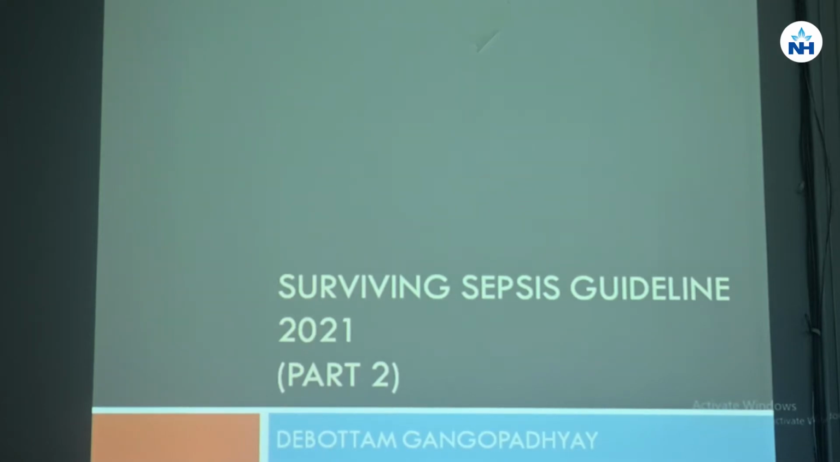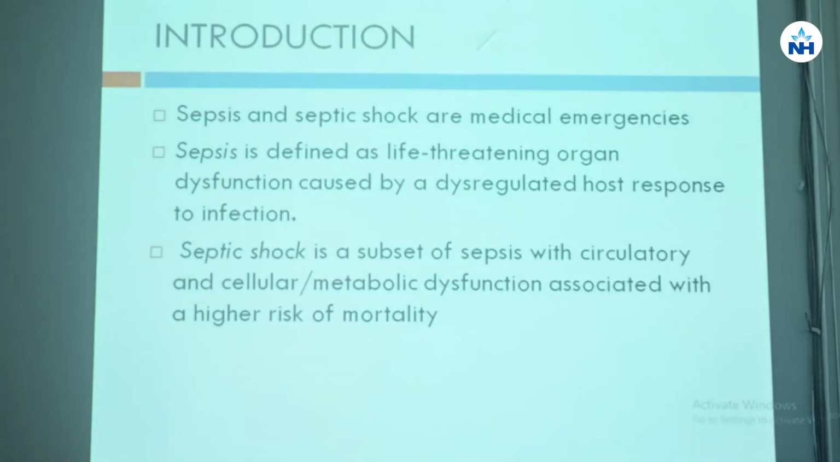Today we are going to discuss part 2 of the Surviving Sepsis Guideline 2021. Now, introduction. As we all know, sepsis and septic shock are medical emergencies, and sepsis is defined as life-threatening organ dysfunction caused by a dysregulated host response to infection. And septic shock is a subset of sepsis, with circulatory, cellular and metabolic dysfunction associated with an increased risk of mortality. And this definition remains the same as Sepsis-3 and the 2016 guideline.